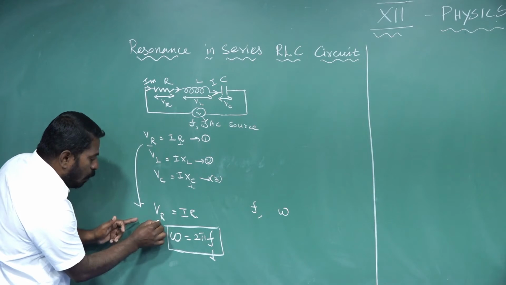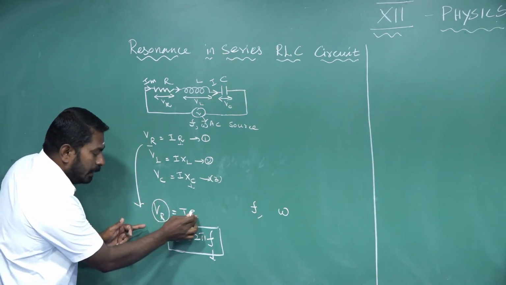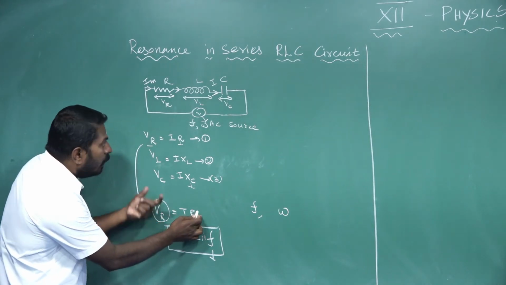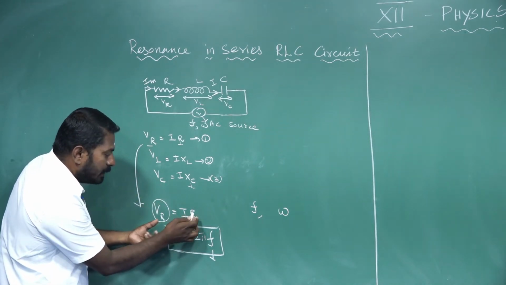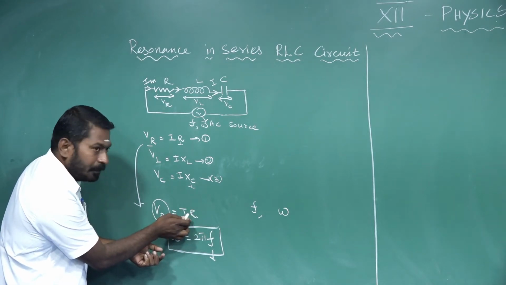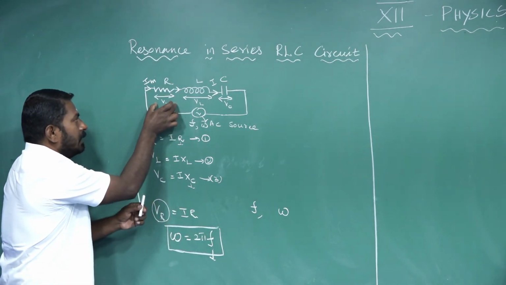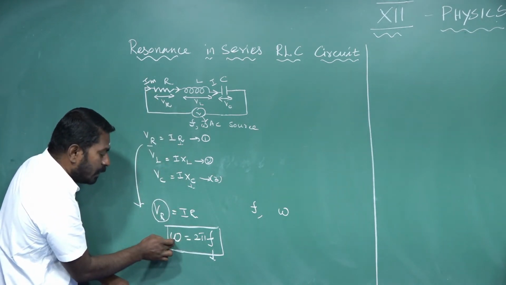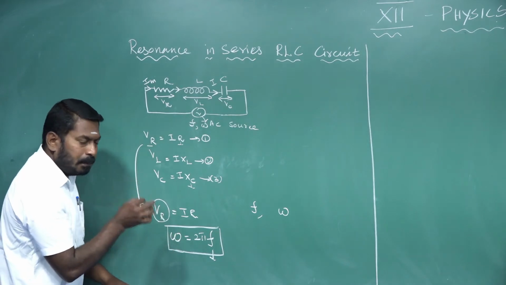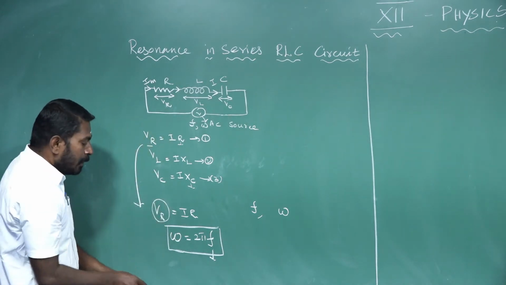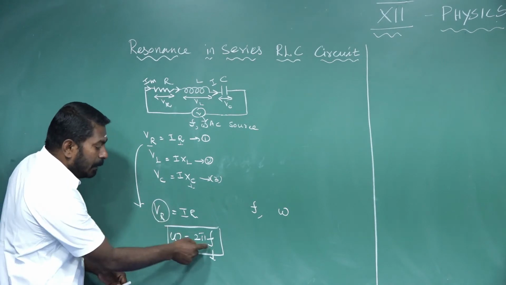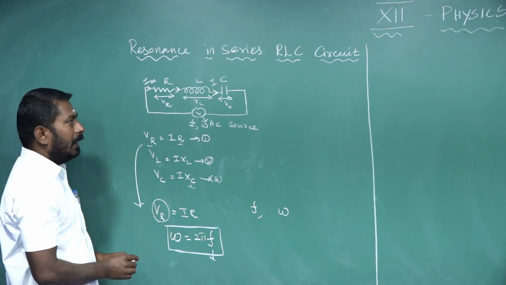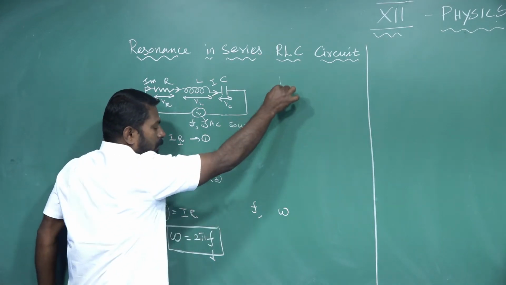You see the equation, the voltage drop across the resistor VR is equal to I into R. In this term, the frequency and angular frequency of the AC voltage are not involved. Therefore, the voltage drop across the resistor is independent of the frequency or angular frequency of the AC voltage. That is a very important concept in the series RLC circuit.